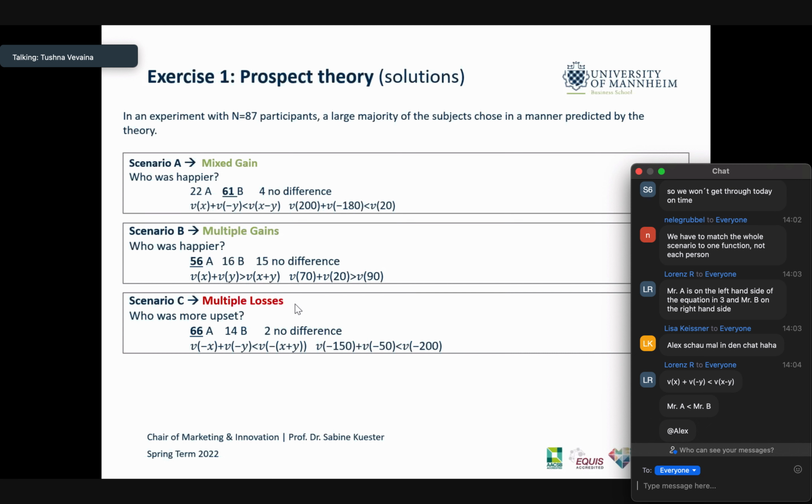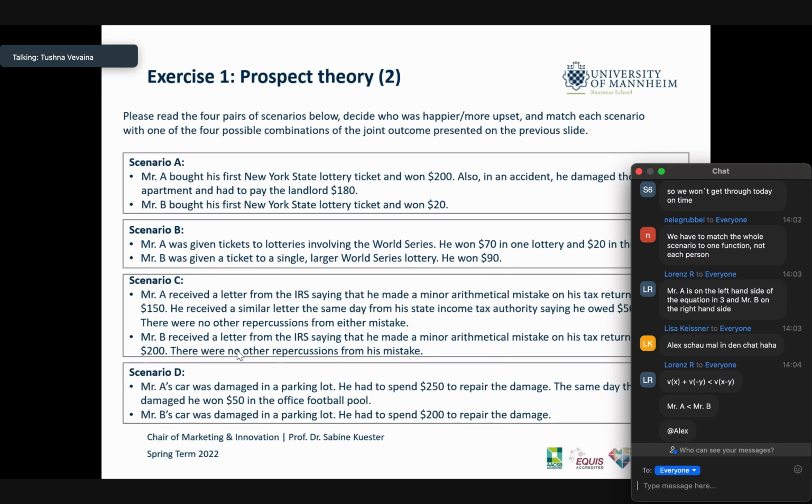Then with scenario C, we see that there are multiple losses. For example, over here you have 150 and then 50. Mr.